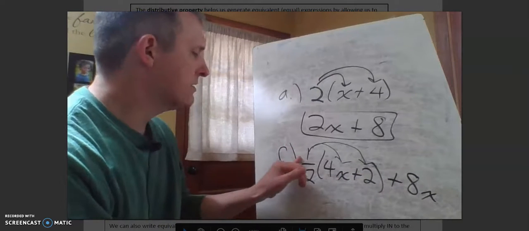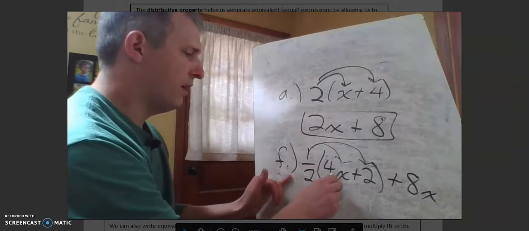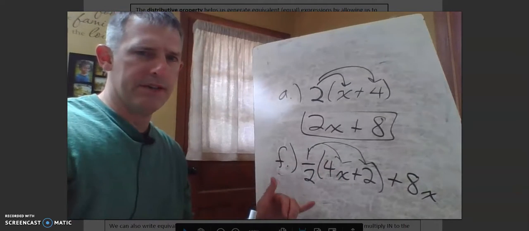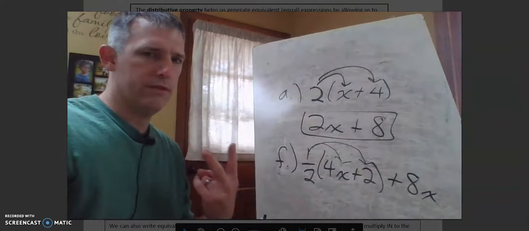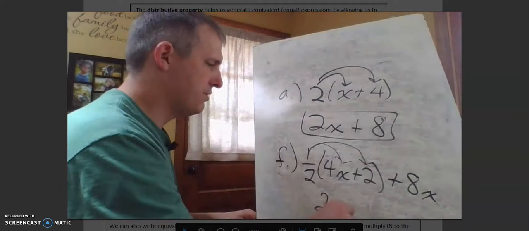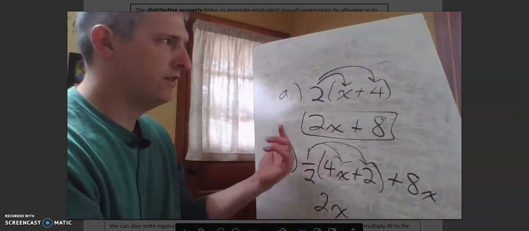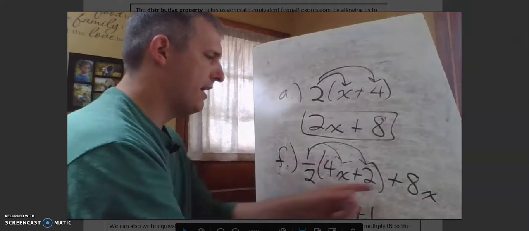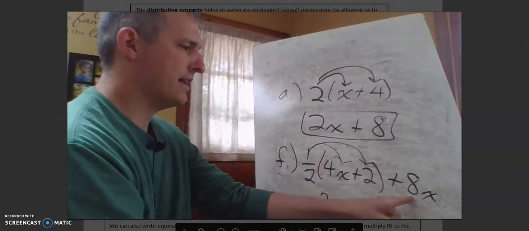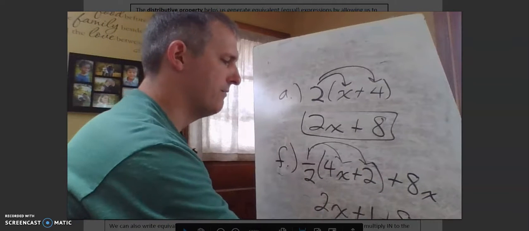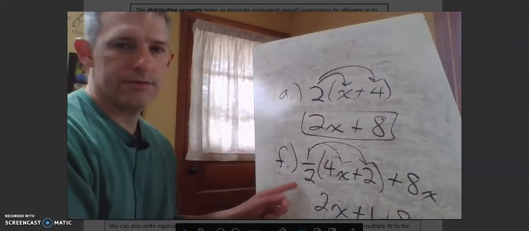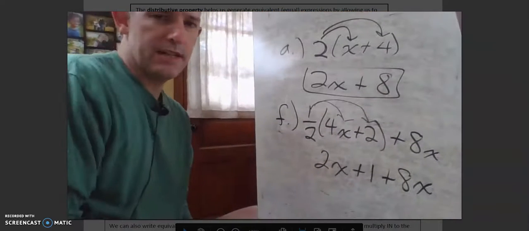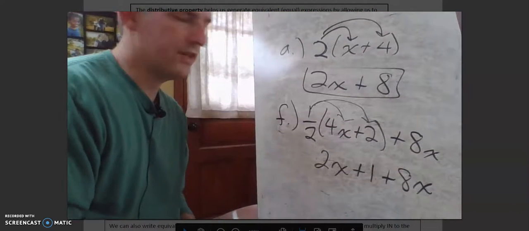So I'm going to multiply 1/2 times 4. Okay, now it looks kind of scary, but think about that. What is half of 4? Well, it's 2, right? So we're going to have 2x here, and then 1/2 of 2, oh, it's 1. And then, remember, I'm not multiplying this 8x by 1/2. It just comes straight down. It is not affected by this 1/2. All right, so that's what we have so far. 2x plus 1 plus 8x.